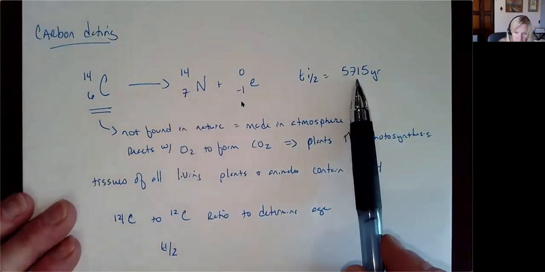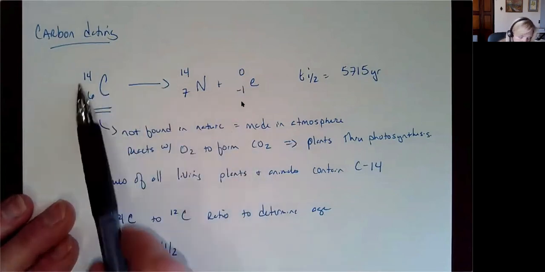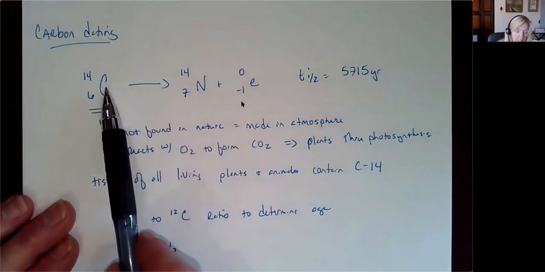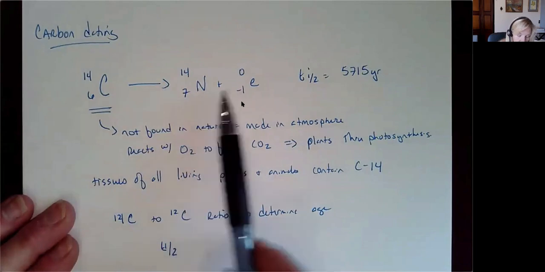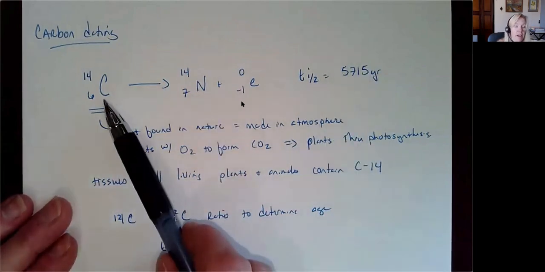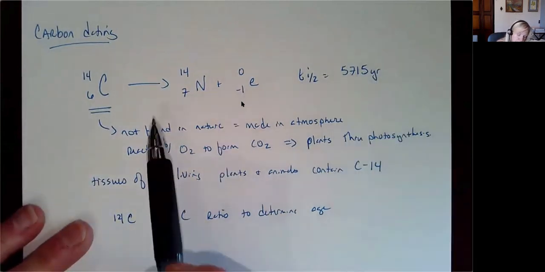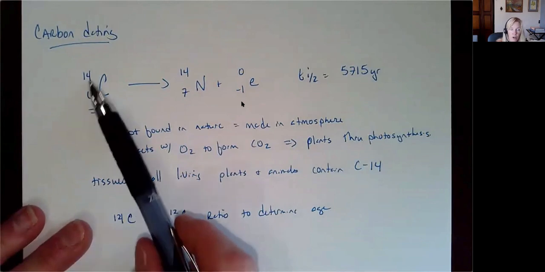That means that half of the initial starting concentration of carbon-14 has been converted into nitrogen-14 over 5,715 years. So this is a really long half-life, because then half of what remains is going to decay over another 5,715 years, and then half of the half that was left is going to decay. And so it's going to be a really long time before you have no carbon-14.